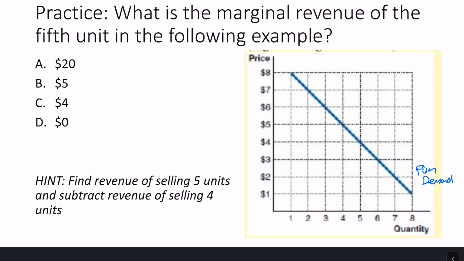Right. So what this is asking you for is find the marginal revenue of selling that fifth unit from this following example. And so the hint here is going to be we want to find the revenue of selling 5 units and then subtract off the revenue of selling 4 units. And that difference will be your marginal revenue. So why don't you pause here and come up with an answer, and then I'll tell you the solution.